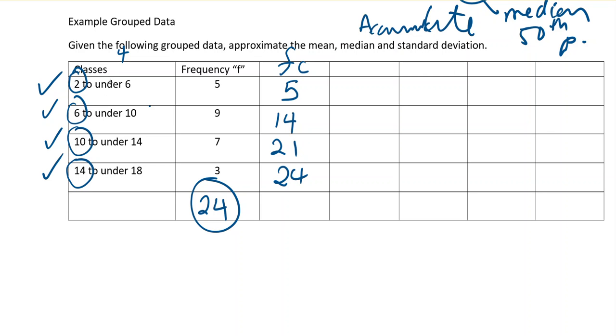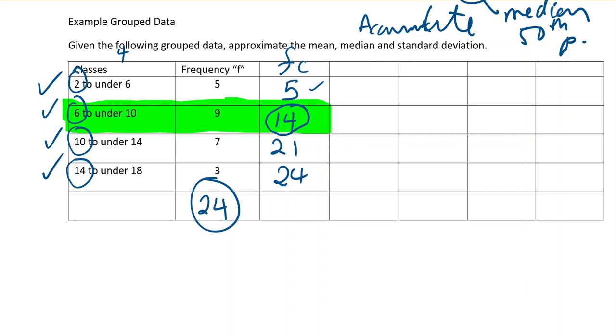If we go to the first category, we only have 5 numbers. If we go to the second category, 6 to 10, I have 14 numbers. That tells me that 12.5 must have been in here, right? Because we started with 5, then we ended up with 14. So the 12th and the 13th number, somewhere between there, 12.5, must be in the category 6 to 10.